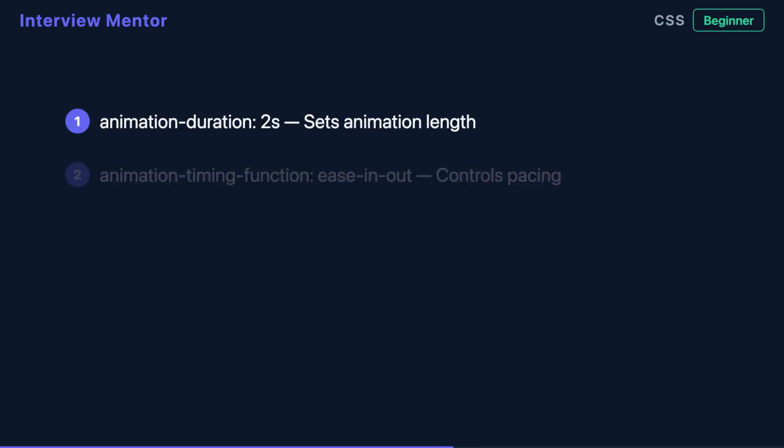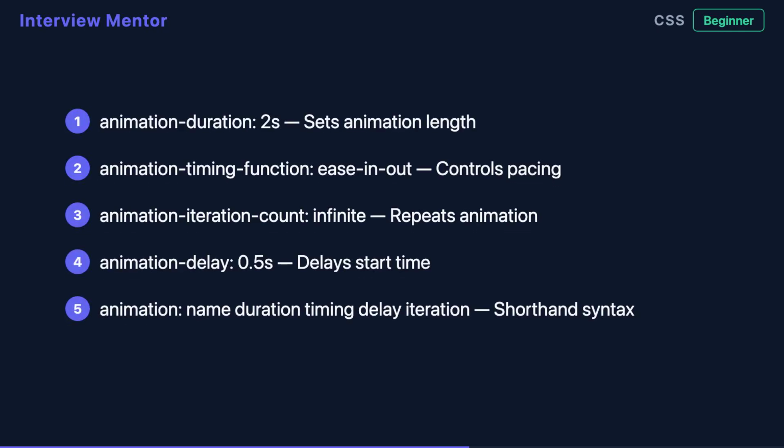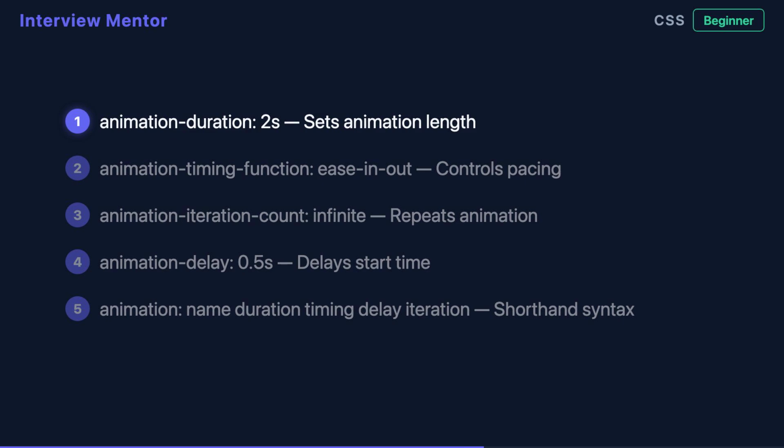To fine-tune your animation, CSS provides several control properties. Animation duration sets how long the animation takes. Timing function controls the pacing, like ease in or linear. Iteration count determines how many times it repeats, and delay adds a pause before starting. Combine these to create exactly the effect you need.